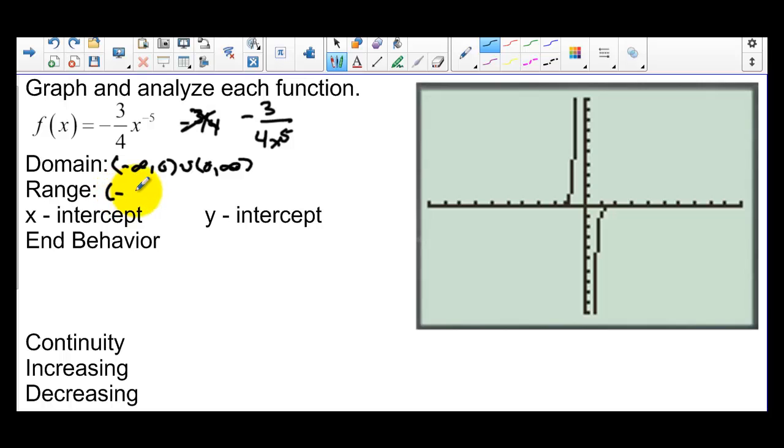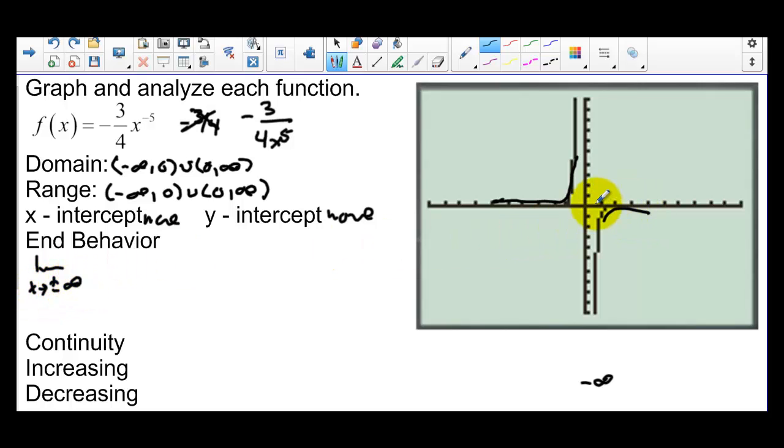The range is negative infinity to 0, union with 0 to infinity. This function starts down here at negative infinity, and then it will level out to 0. So we have all the values for the range up to 0, and then after 0, we'll have all of the values. So we just have to skip 0. X-intercept is none, y-intercept is also none. End behavior, the limit as x approaches plus or minus infinity, as x goes to the right or as x goes to the left, this function is leveling off to 0. So we have f of x is equal to 0.